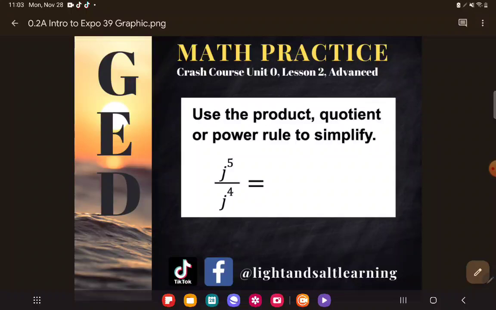It says use the product, quotient, or power rule to simplify. Now, what are they referring to? They're referring to the rules here of simplifying what we call exponential expressions. So these algebra expressions that have exponents in them. And a lot of teachers will make you memorize these three rules when you start using exponents, when you start doing this kind of math.